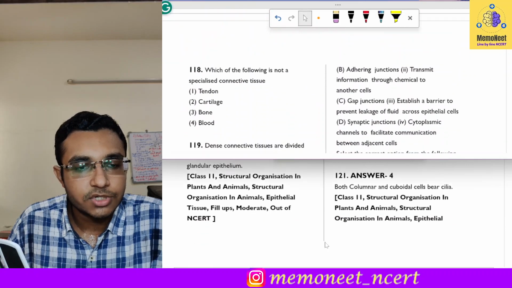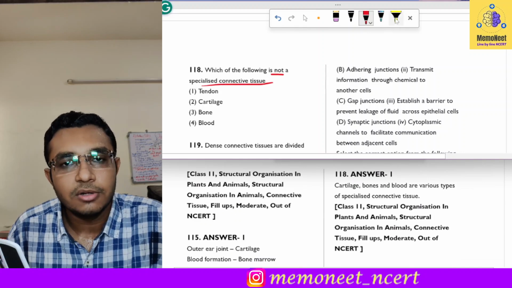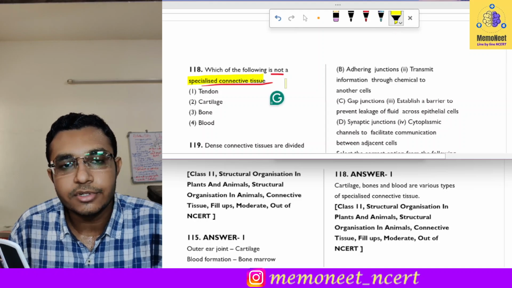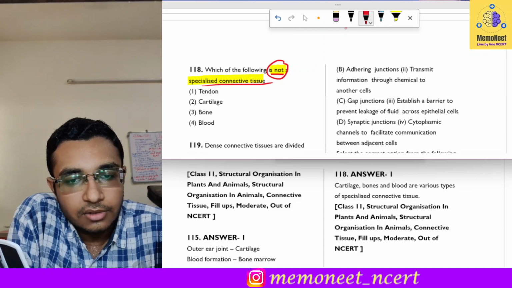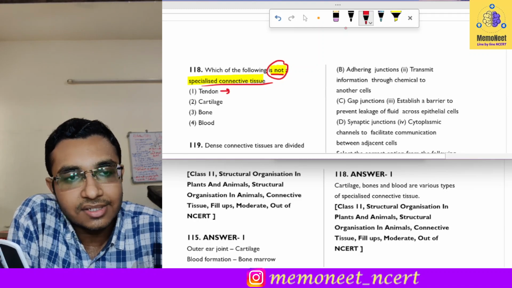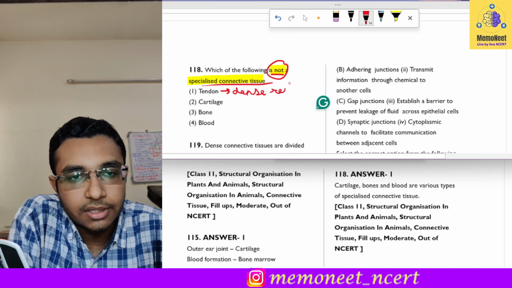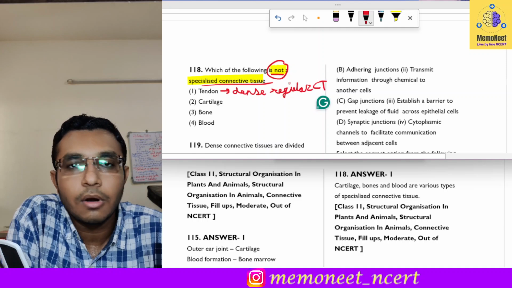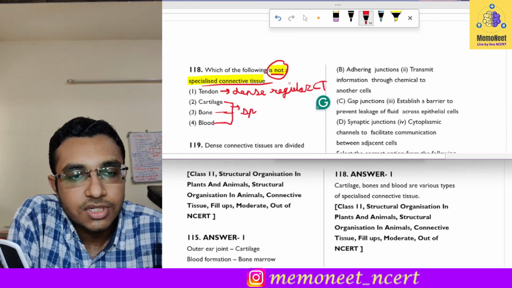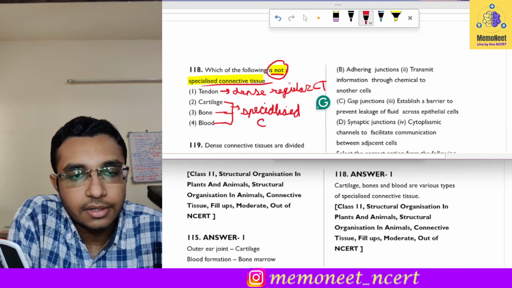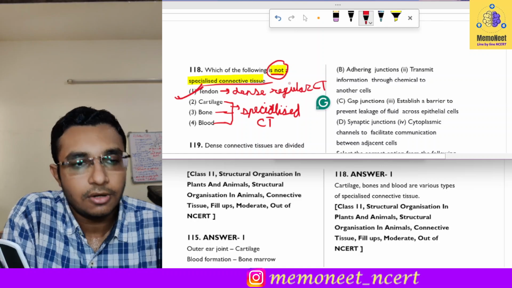Moving on to the next question, that is question number 118. The question 118 states that which of the following is not a specialized connective tissue. Okay, so among the following options, all 4 are examples of specialized connective tissue except one, and we have to identify which of them is not a specialized connective tissue. Now see, the tendon is not a specialized connective tissue, it is a dense regular connective tissue. Okay, and the cartilage, bone and blood, these 3 are examples of specialized connective tissue. Therefore the correct answer of this question will be option 1, that is tendon.